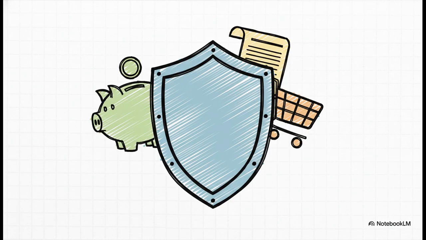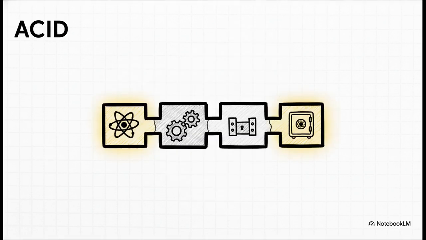Well, the answer to both of these tricky situations is a powerful set of principles that database engineers have sworn by for decades. You can think of it like a promise, a rock-solid guarantee that our most important digital interactions are handled reliably, every single time. And that promise is called ACID. It stands for atomicity, consistency, isolation, and durability.